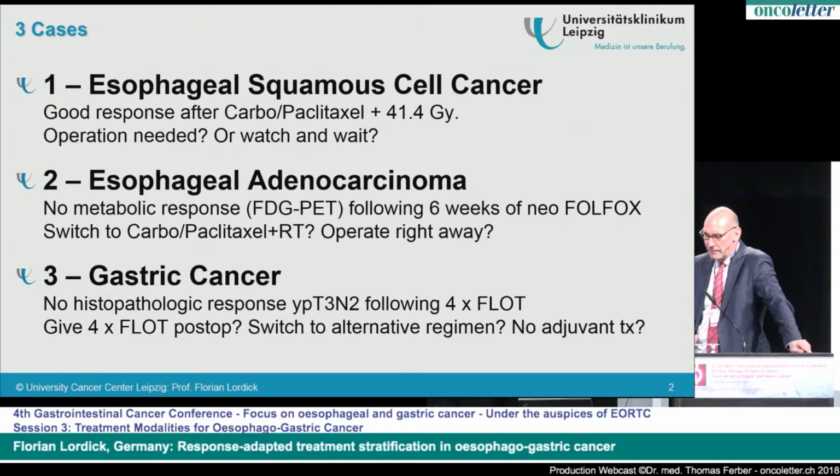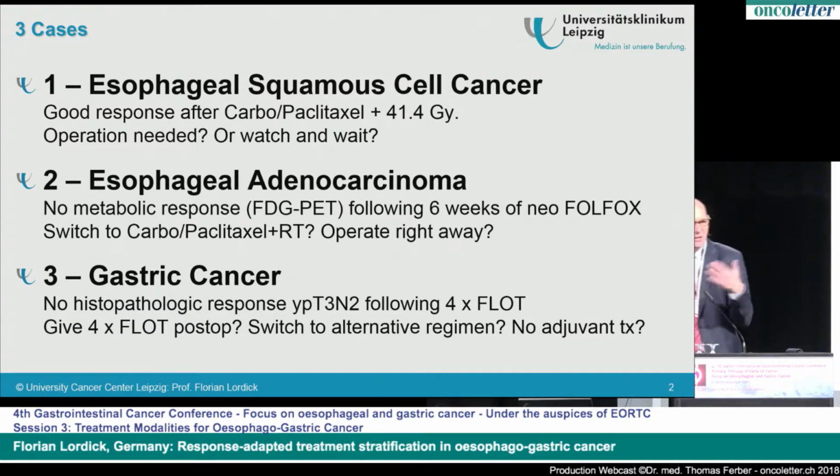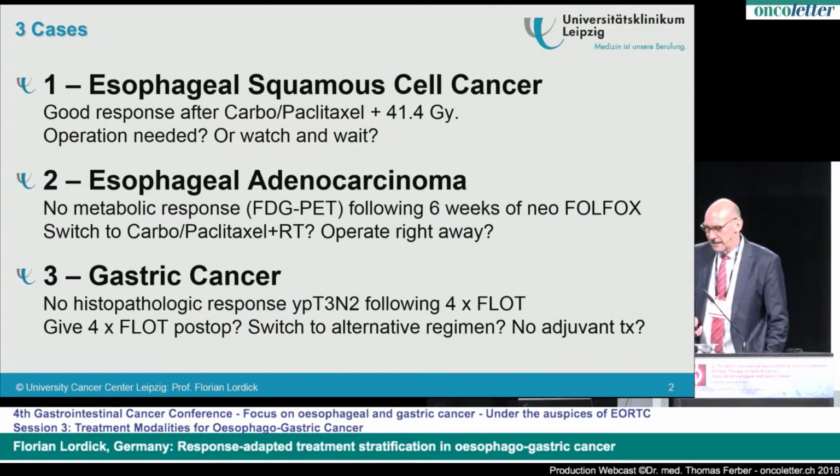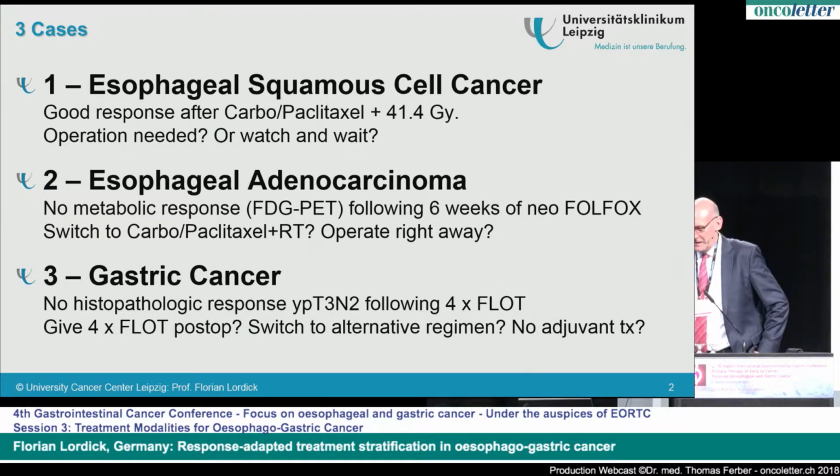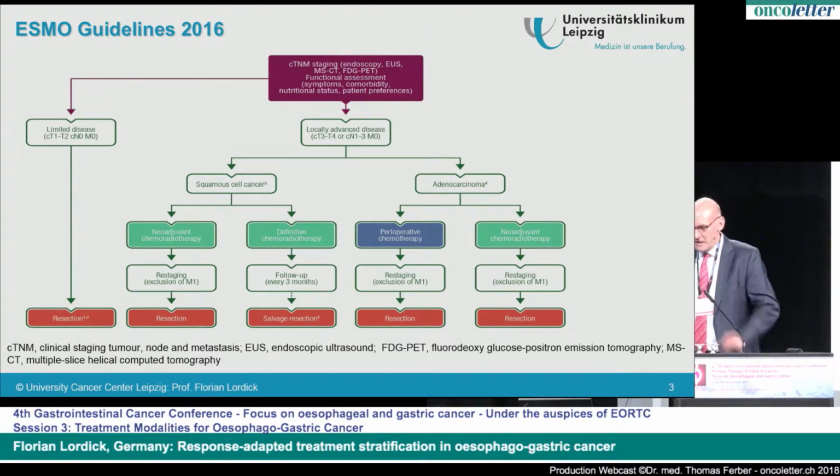And the third scenario is in gastric cancer. People asked me, we did not see any histopathological response after 4 cycles of FLOT. The tumor stage is ypT3 N2. Should we follow the guidelines and give 4 cycles of post-operative FLOT, or should we switch to an alternative regimen, or should we give no adjuvant therapy at all? So these are the 3 scenarios, and I will guide you a bit through the data and give you the answers to these questions at the end of the talk. So stay tuned.